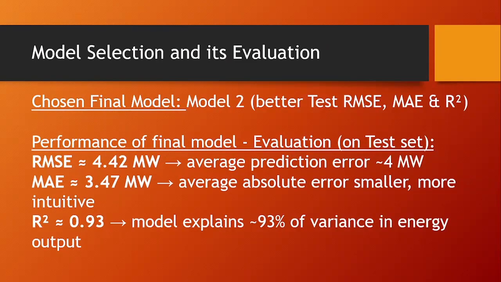Based on the comparison, I selected Model 2 as the final model because on the test set, it achieved an RMSE of about 4.42 megawatts, MAE of 3.47 megawatts, and R squared of 0.93. This shows the model can predict within roughly 4 megawatts of the true output while explaining over 90% of the variance in energy output.